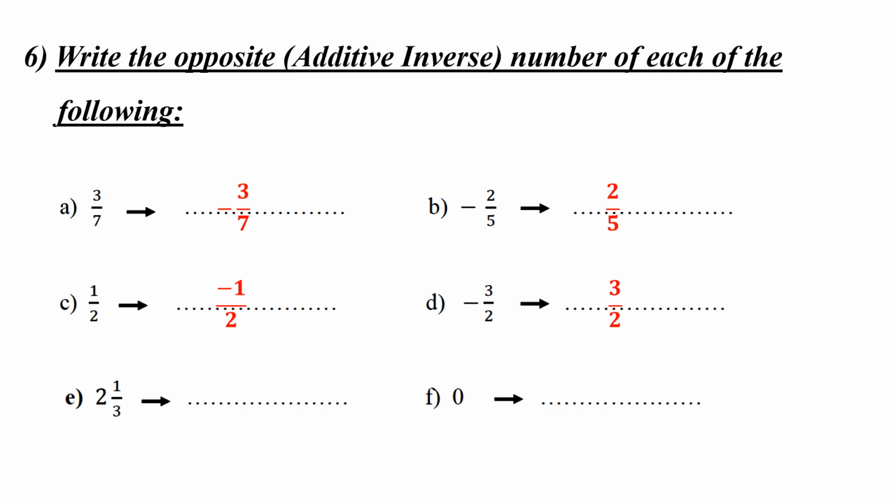E, first we have 2 and 1 over 3. We have to convert it from a mixed number to an improper fraction, so we will get 7 over 3. And then we change the sign, so we will get negative 7 over 3. We change only the sign, so we will convert from positive to negative. Letter F, we have 0. 0 is neither positive nor negative, so it will be 0.